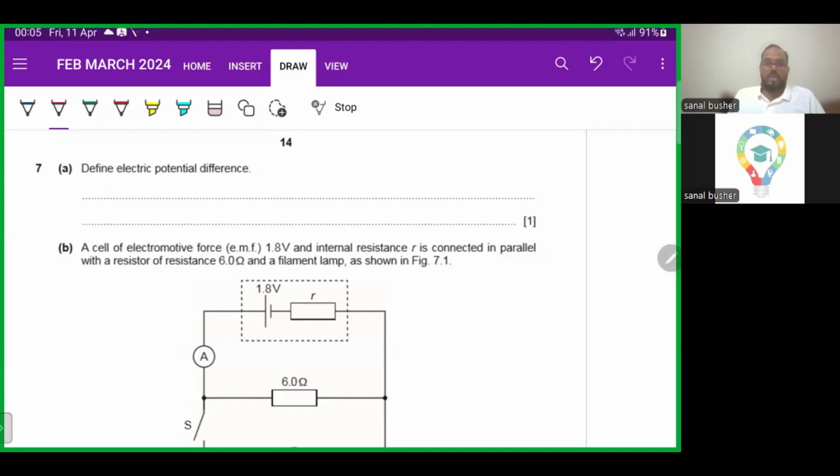Define electric potential difference. Electric potential difference definition is what? Potential and potential difference is always energy per charge or work done per charge. Okay. Potential at a point, they are asking means what? The work done on a charge in bringing it from infinity to that point in an electric field. Here it is potential difference. Simply they are asking, you can say that the energy transfer per unit charge.